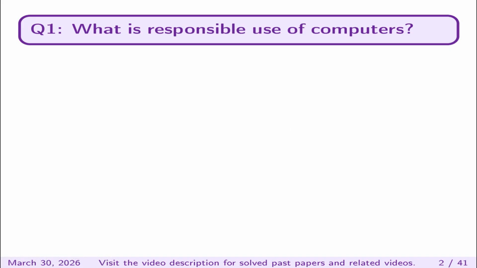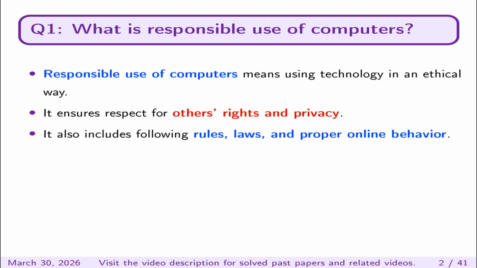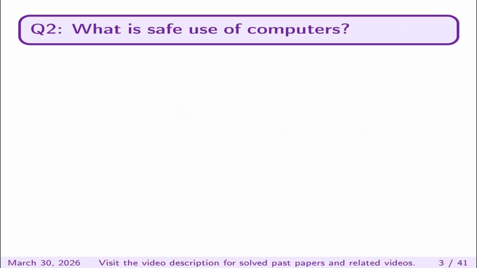Question number 1, what is responsible use of computers? Responsible use of computers means using technology in an ethical way. It ensures respect for others' rights and privacy. It also includes following rules, laws, and proper online behavior.